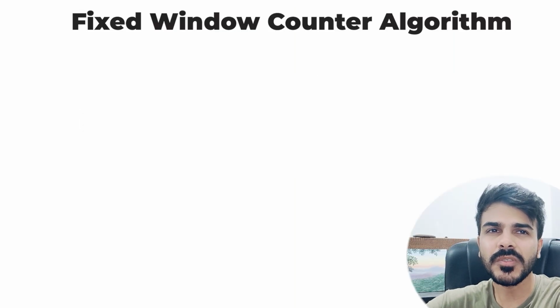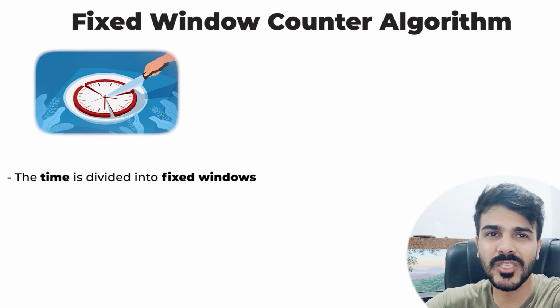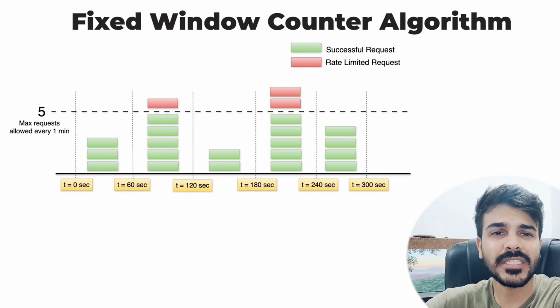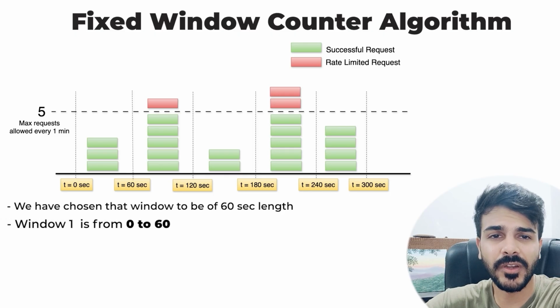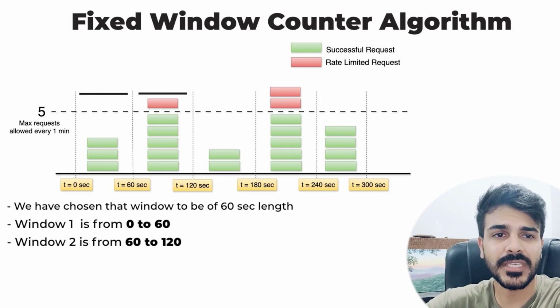Now the fixed window counter algorithm is also very simple and intuitive to grasp. As the name says, we have fixed windows. So the time is divided into fixed windows. In the example, you can see that we have chosen that window to be of 60-second length. So we have window 1, which is from 0 to 60. We have window 2, which goes from 60 to 120, and so on it continues.